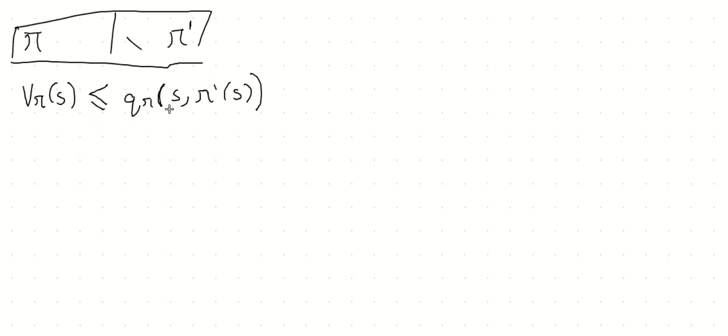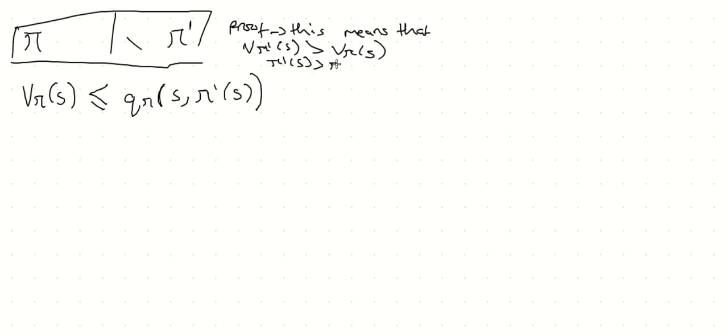Our claim, our proof, is that this means that v pi prime of s is greater than or equal to v pi of s. Or even further, pi prime is better than pi in every state. This is what we're trying to prove here.